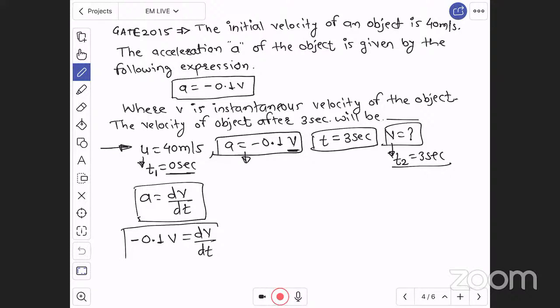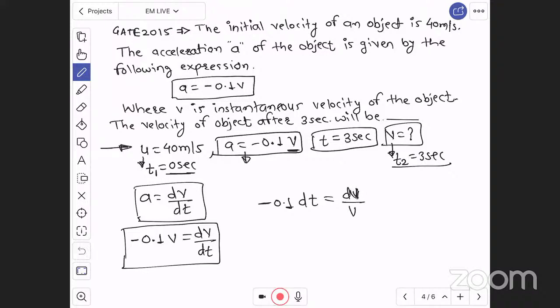So friends, in this question you have to do mostly mathematics. You can call this a mathematics question, but it is of mechanics, because it is related to acceleration, velocity and displacement, right? Now in this question, separate the variables. Therefore, can I say minus 0.1 dt is equal to dv by v.